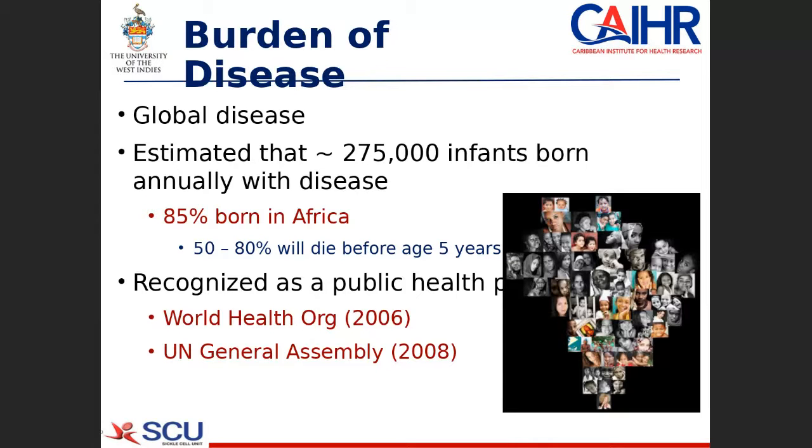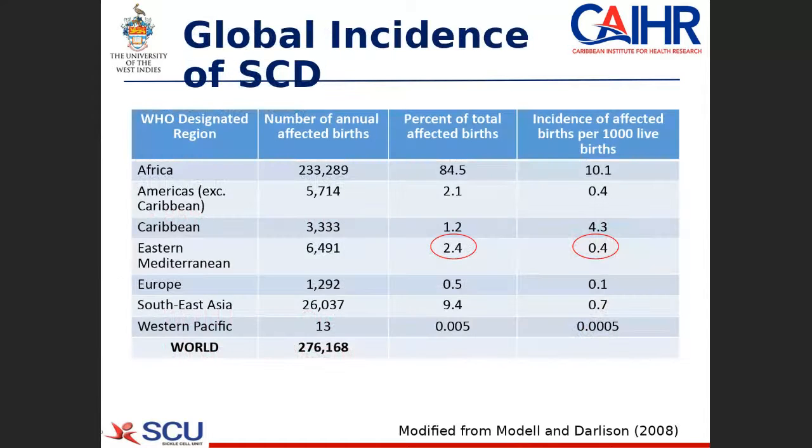It is a global disease, as I mentioned, and it's estimated that approximately 275,000 babies are born annually with the disease. Most of these will be born in Africa. Unfortunately, 50 to 80% of them will die before the age of 5 years, so it is a significant burden in some areas, all right? And because of this significant burden, the WHO and the UN General Assembly recognize sickle cell disease as a public health problem to bring greater awareness as well as resources to areas where disease burden is highest.